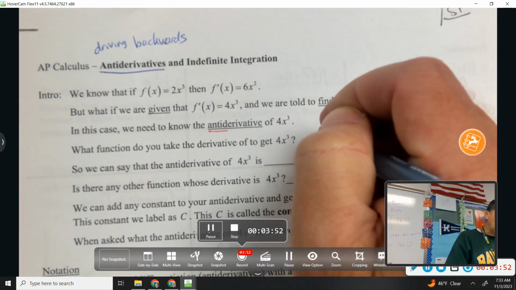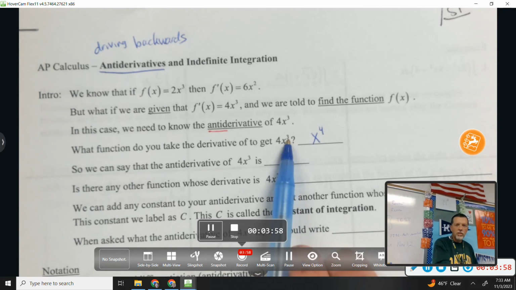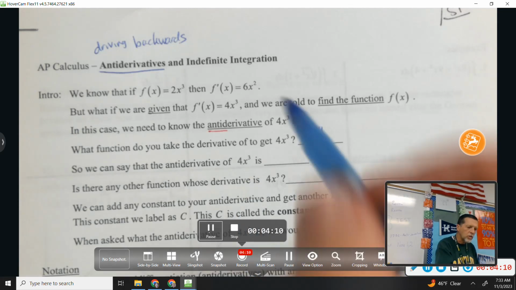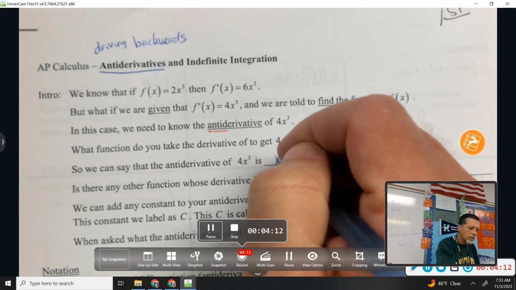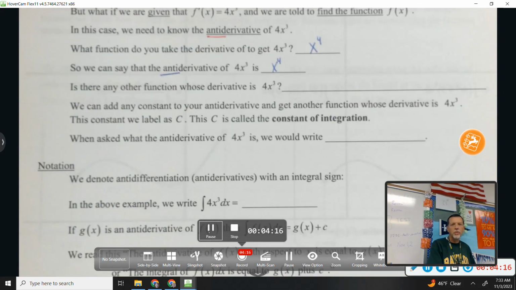Gave you kind of an easy one there, but that's because it's the first one. So thinking backwards, you increase the power by 1 and divide by the new power. We'll say that in a different way here in a minute. So we can say that the antiderivative of 4x cubed is x to the fourth. Right? The antiderivative, the opposite of the derivative, the going backwards derivative.